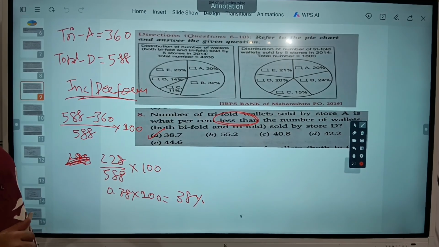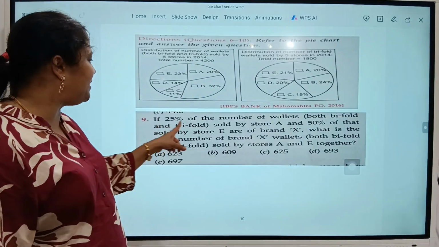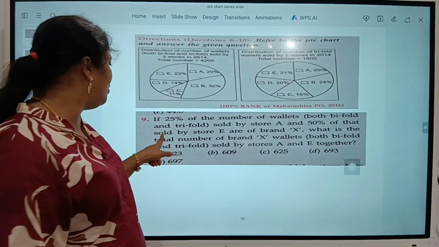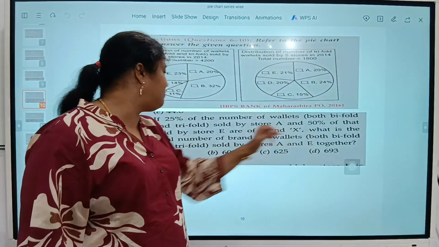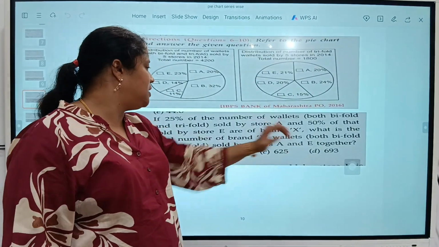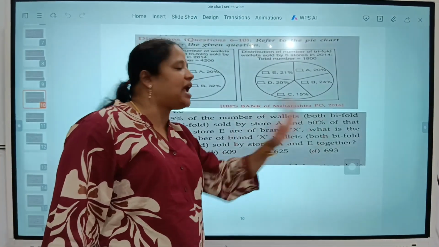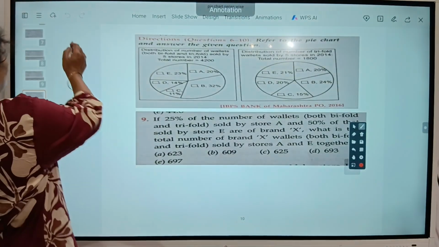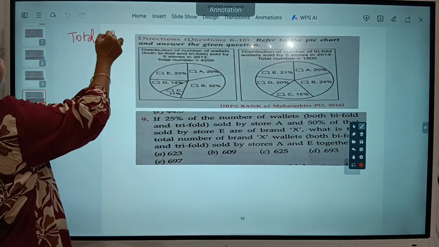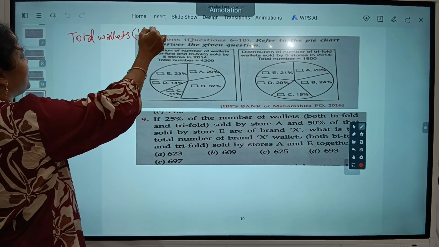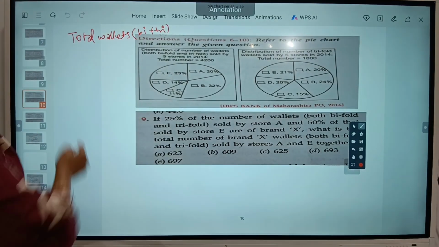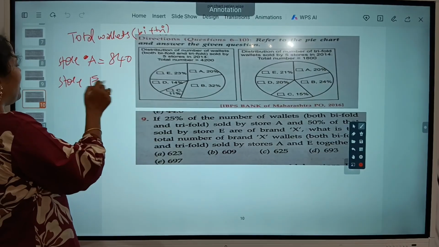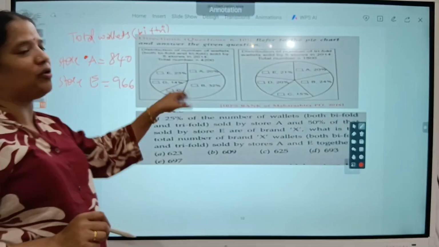Now we will move to another question. The next question in this graph is, if 25% of number of wallets, both bifold and trifold, sold by store A and 50% of those sold by store E are of brand X, what is the total number of brand X wallets? Both bifold and trifold sold by store A and E together. So what they are telling in this question means, sum in total wallets, bifold plus trifold. How much we got for store A? 840. And total number of wallets of store E are 966. That we calculated out of this pie chart.